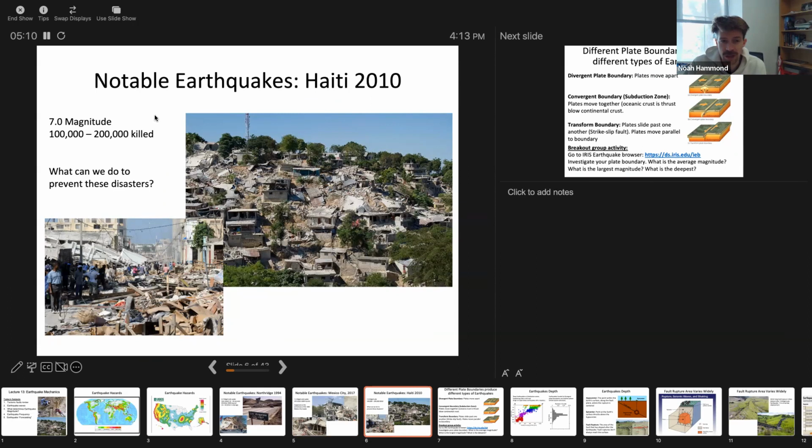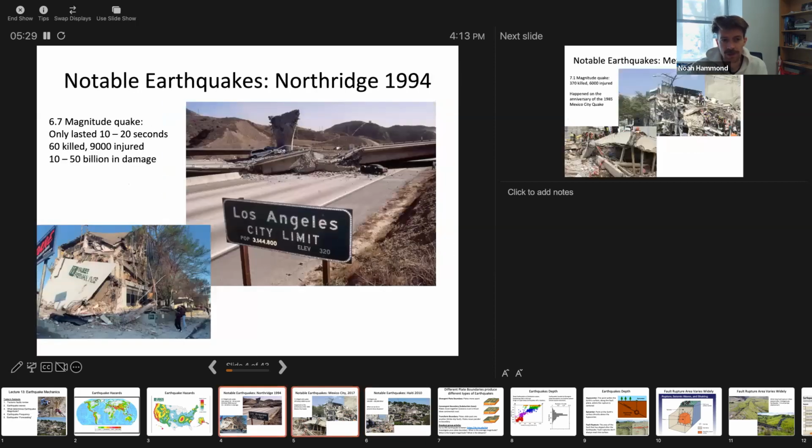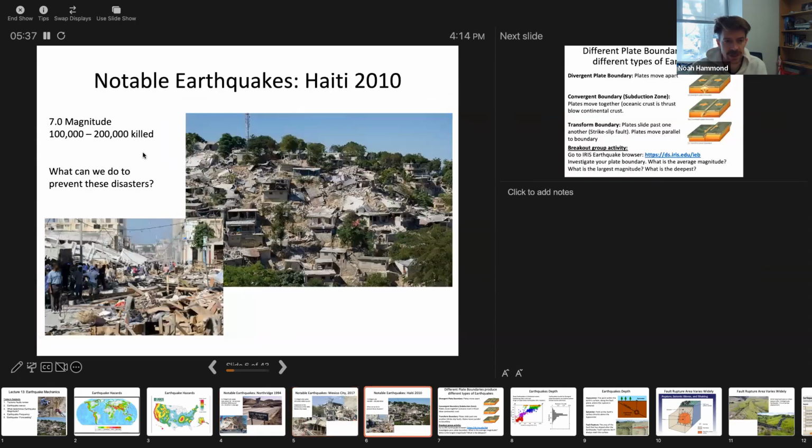There was a really large earthquake in Haiti in 2010 that killed between 100 and 200,000 people. It was a magnitude 7 earthquake. So you can see, a magnitude 7 earthquake in Haiti, killing almost 200,000 people. A very similar magnitude earthquake in LA, a much more populous region, only killing 60 people. What is the difference here? Was this a natural disaster that killed this many people, or was it a human-caused disaster?